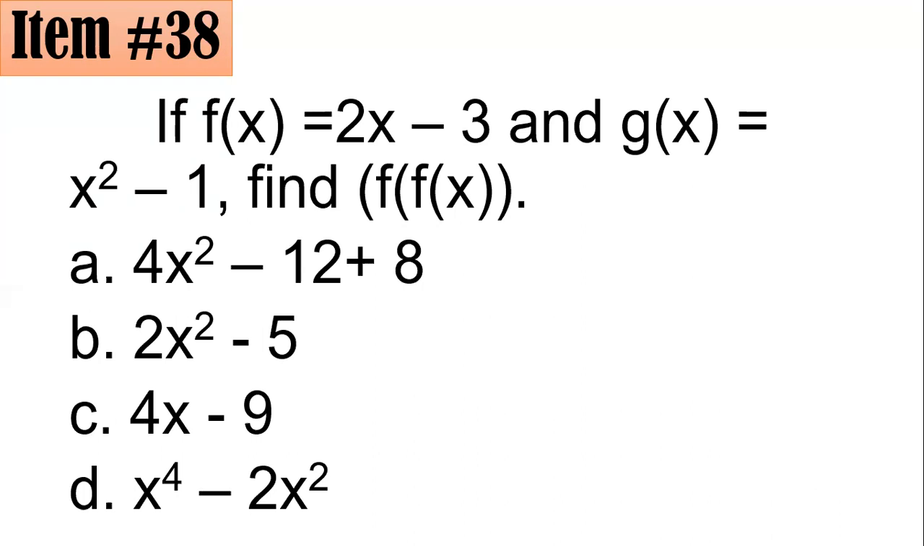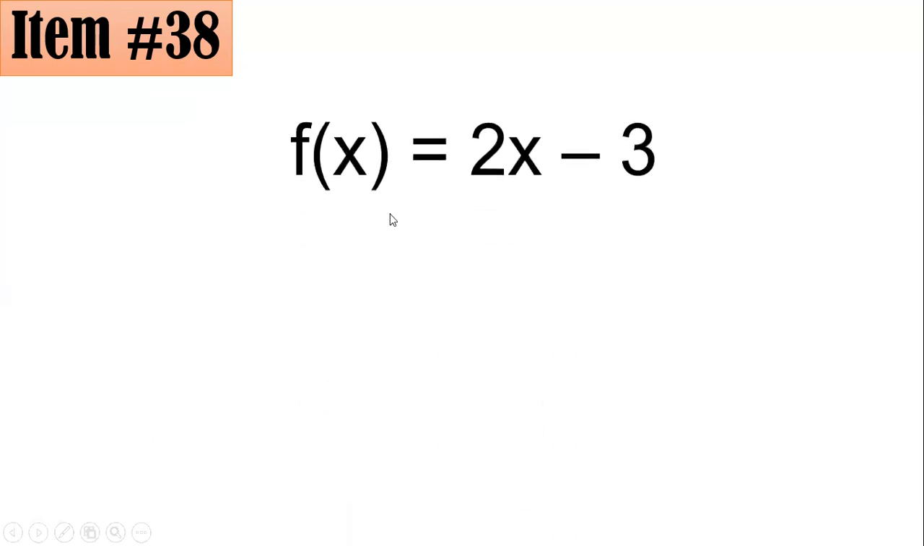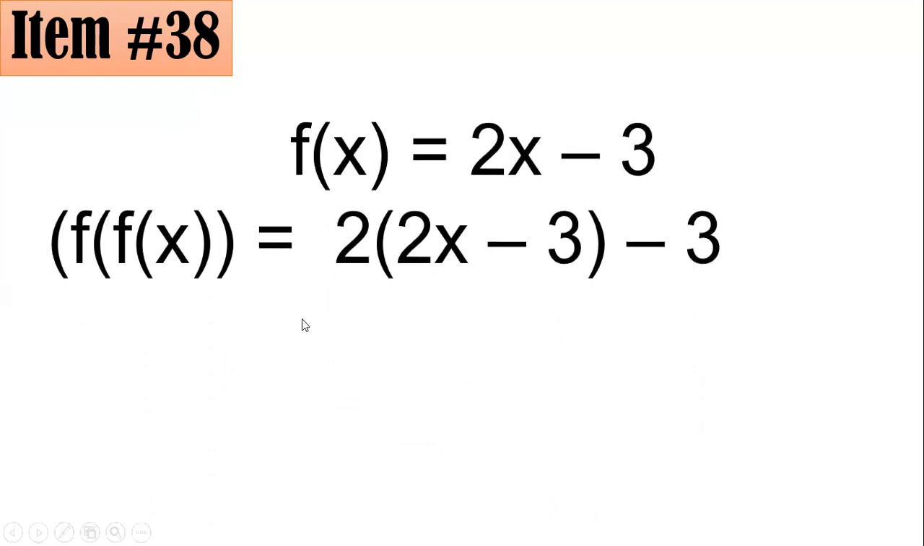From this one, the g of x won't matter because you will simply operate f of x. This means that the entirety of f of x will be substituted to the x of f of x also. That's why you will have 2 times the quantity 2x minus 3 minus 3. I simply replace the x with the entirety of f of x.